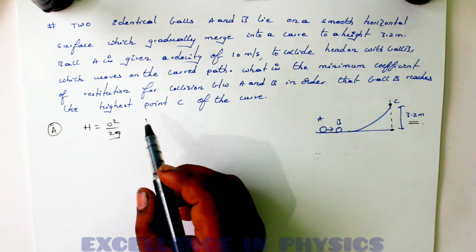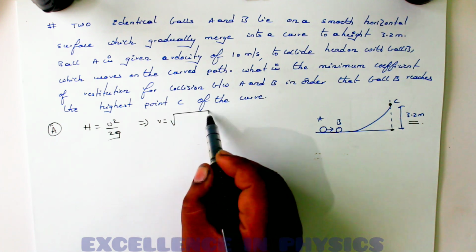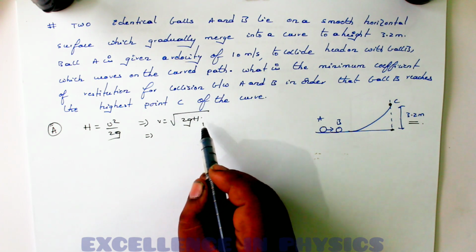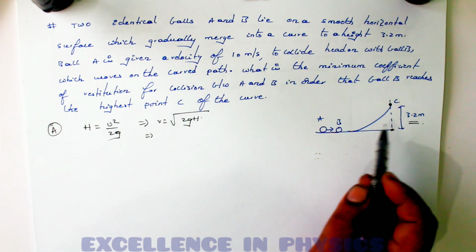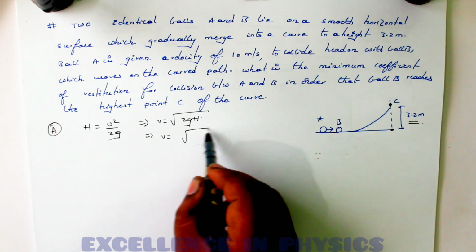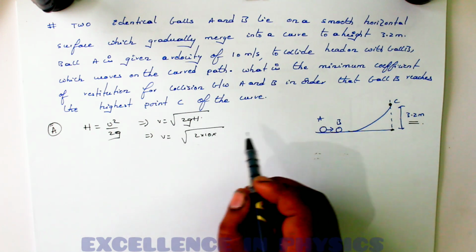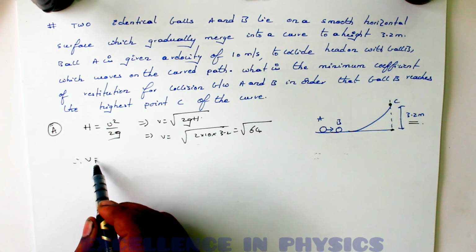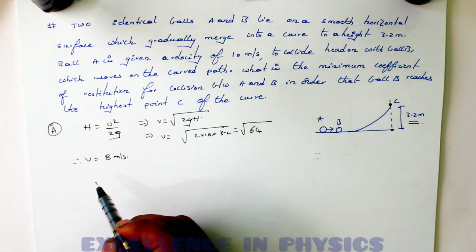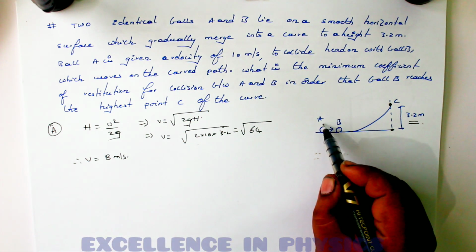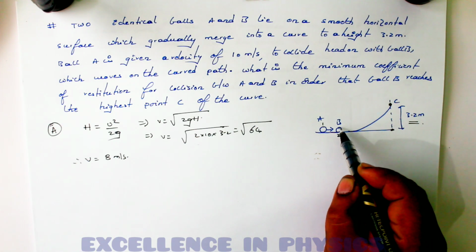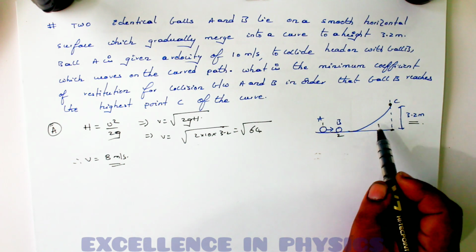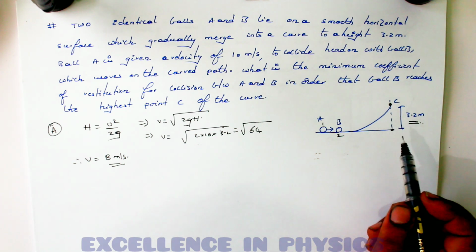Therefore I can calculate V is equal to square root of 2g into h. The body should have this much velocity so that it can travel to a height of h. So V is equal to square root of 2 into 10 into 3.2, which is root 64. Therefore V is equal to 8 meters per second. This is the first ball, this is the second ball. So the final velocity of the second ball should be 8 meters per second. Then only this ball can travel a minimum height of 3.2 meters.